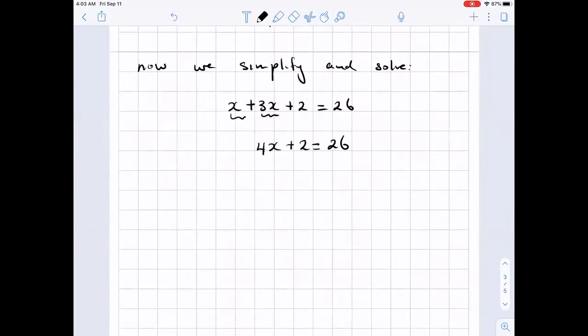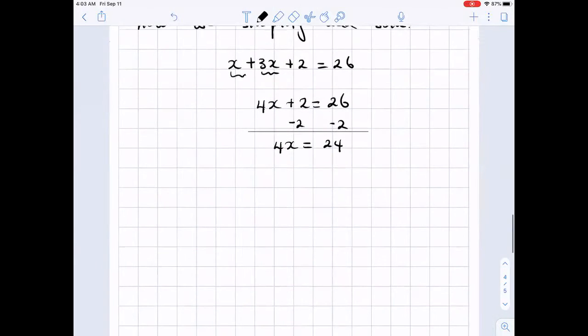We're solving for x, so we try to isolate the x. So we'll minus 2 first. And that leaves you with 4x is equal to 24. And then we divide both sides by 4 to leave x by itself. So x is equal to 6.